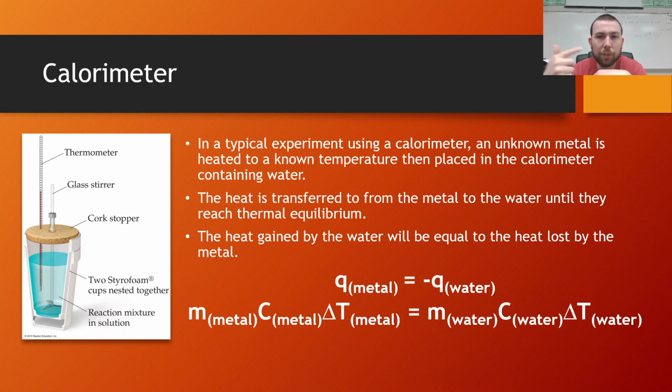Now the glass stirrer is there to help distribute it, but the heat gets transferred from the metal to the water until you reach thermal equilibrium. And remember, the hot particles of the metal are going to interact with the cold particles of the water, and energy is going to start leaving from the metal, moving into the water. And our goal here is we want all of the heat from the metal to go into the water. That's why we're using the coffee cups, trying to have an isolated system. And so then the heat gained by the water will be equal to the heat lost by the metal. So then you've got this particular equation, Q metal equals negative Q water.